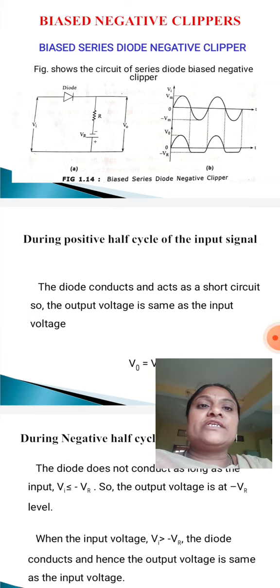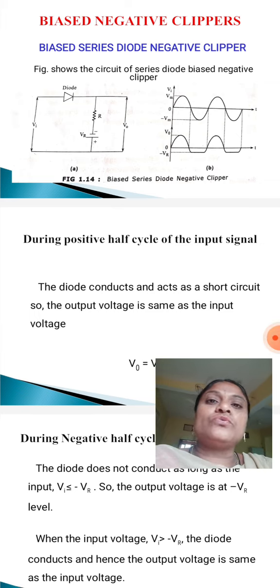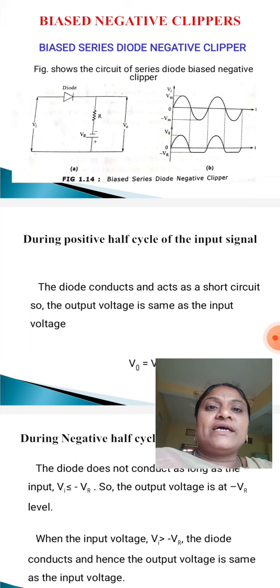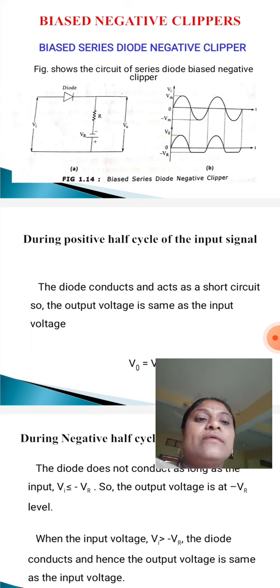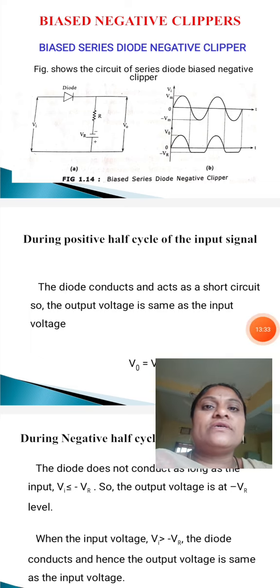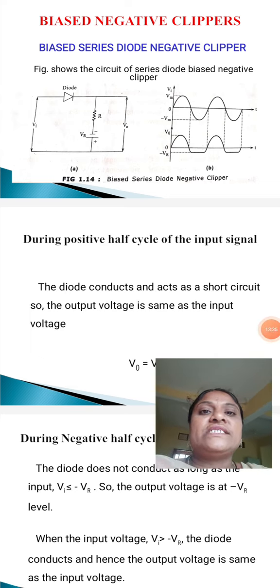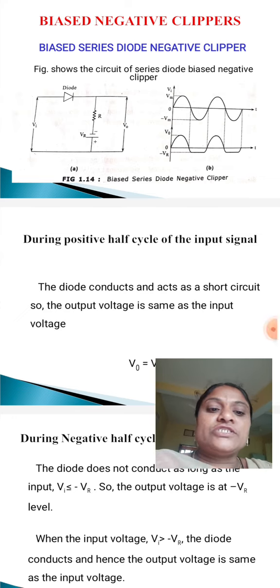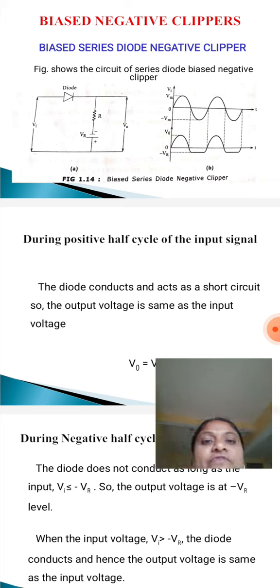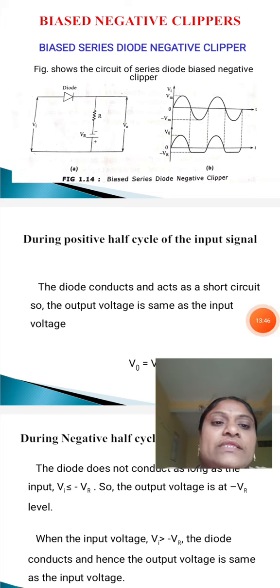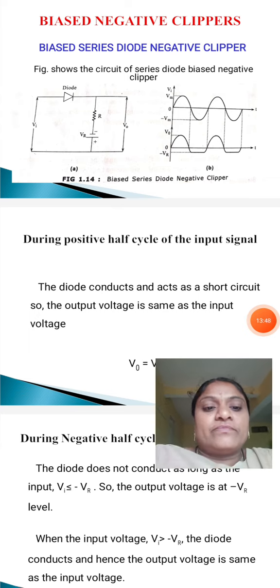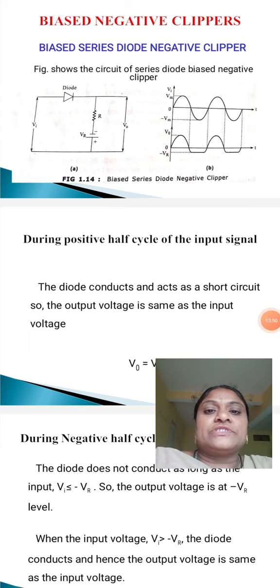These negative clippers are also divided into two categories: biased series diode negative clipper and biased shunt diode negative clipper. First of all, we discuss the biased series diode negative clipper. See this figure, this is the circuit of the series diode biased negative clipper, and also the input and output waveforms. In this circuit, we apply the positive half cycle of the input signal.